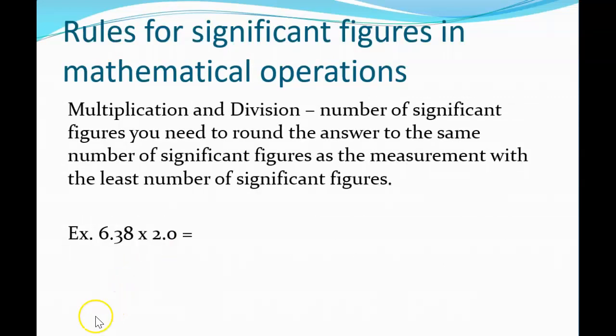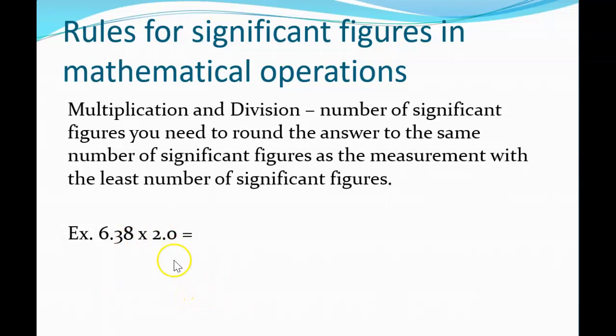When multiplying and dividing, you need to round the answer to the same number of significant figures as the measurement with the least number of sig figs. That's a lot of words. So basically, 6.38 has 3 sig figs and 2.0 has 2 sig figs. When trying to solve this problem, you're going to multiply those and plug it into the calculator.